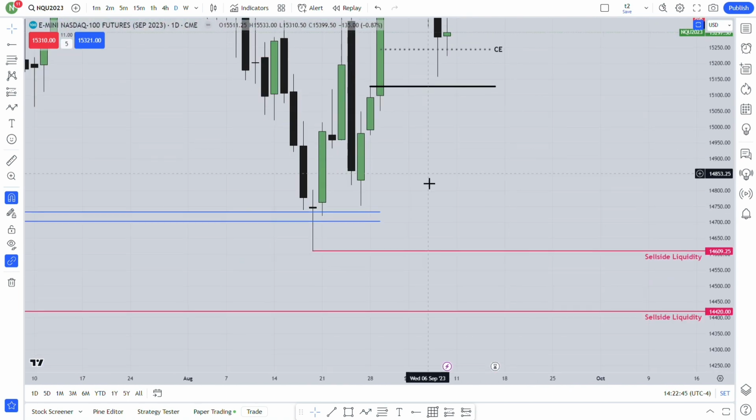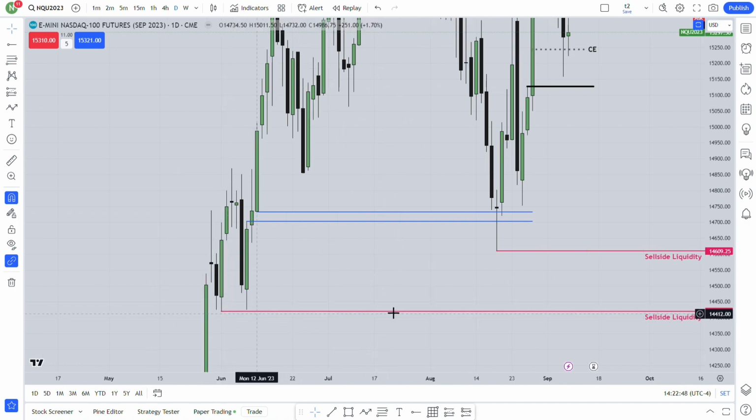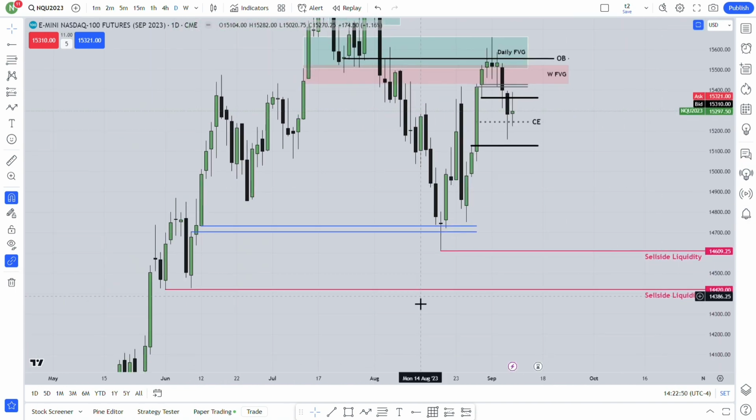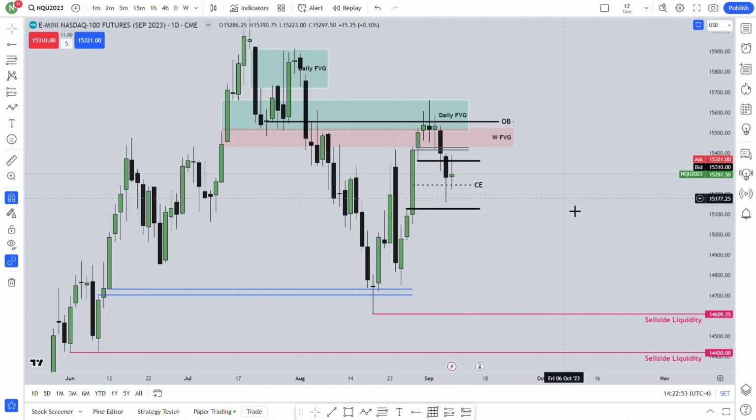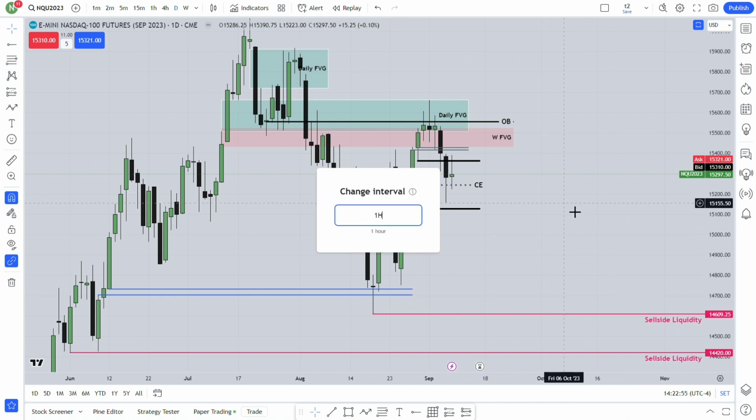I'm expecting the lower prices, this sell side liquidity, and also this sell side liquidity. That is my target. That is my weekly target actually. So that's all for the daily chart. Let's go to the hourly chart.